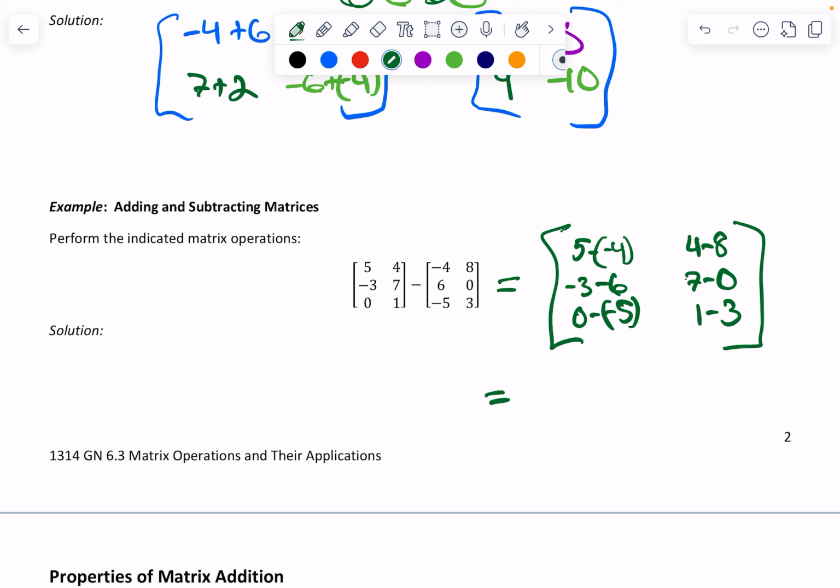Okay, 5 plus 4 is 9. Negative 3 minus negative 6 is negative 9. 0 plus 5 is 5. 4 minus 8 is negative 4, 7, and negative 2. And that would be our matrix after the subtraction.